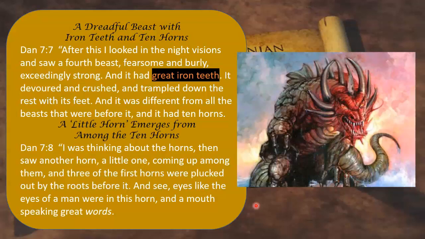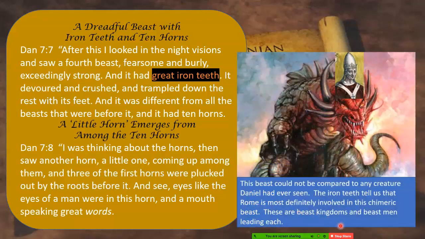Daniel 7:8. I was thinking about the horns. Then I saw another horn, a little one, coming up among them, and 3 of the first horns were plucked out by the roots before it. And see, eyes like the eyes of a man were in this horn, and a mouth speaking great words.